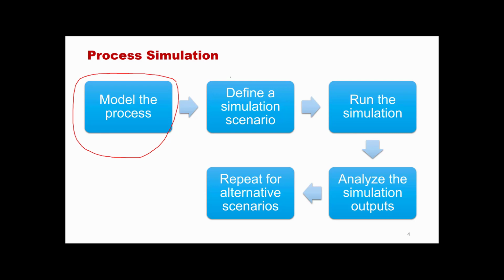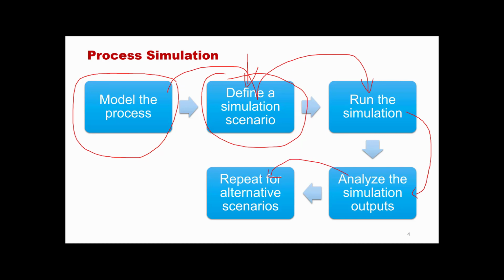So the second step, which is the one I will focus on today, is how to define a simulation scenario by taking a process model as a starting point and adding information on top of it. So I'm going to explain to you what the components of such a simulation model are. And finally, once we have the model enhanced with the simulation scenario, we are going to run the simulation. We are going to analyze the simulation outputs, and then we are going to repeat this for alternative scenarios.